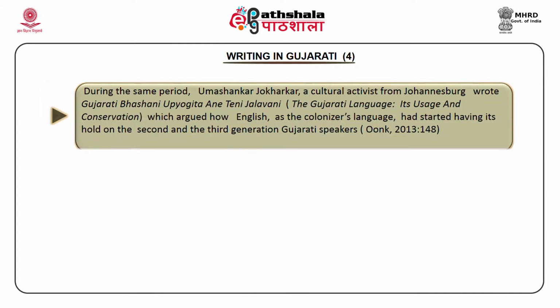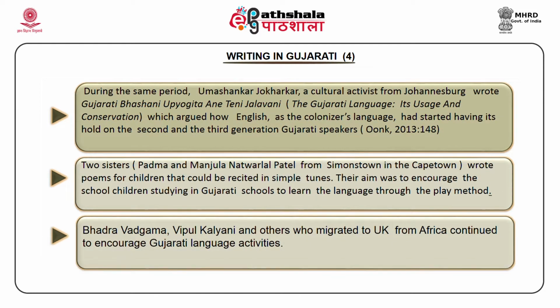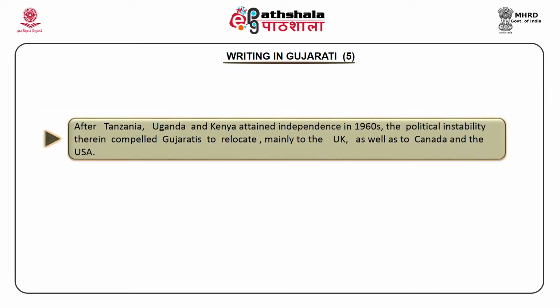It is important to note that during the same period, Uma Shankar Jokharkar, a cultural activist from Johannesburg, wrote an interesting piece, The Gujarati Language, Its Usage and Conservation, which argued how English as a colonizer's language had started having its hold on the second and third generation of Gujarati speakers. After the East African countries of Tanzania, Uganda and Kenya attained independence in 1960s, the political instability therein compelled Gujaratis to relocate mainly to the UK as well as to Canada and the United States.